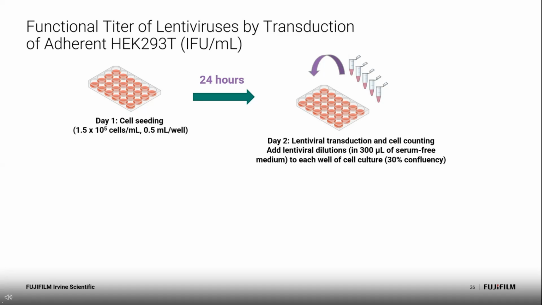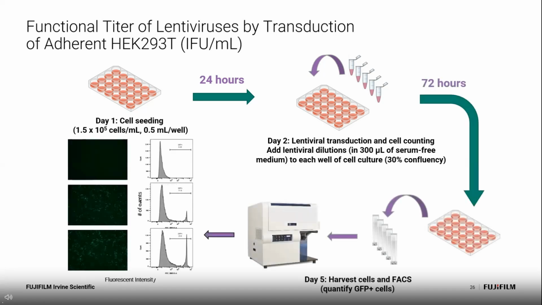72 hours later, we harvest the cells for flow cytometry analysis to quantify the population of GFP positive cells from each well of cell culture. The infectivity titer was calculated based on the GFP positive cell population and cell number at the time of the viral vector transduction.